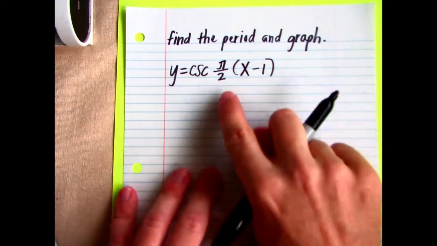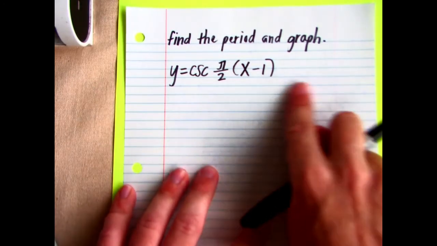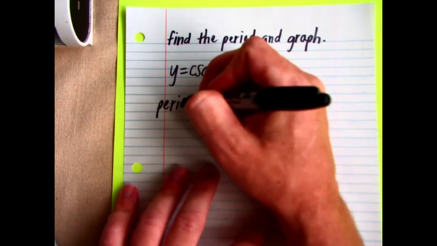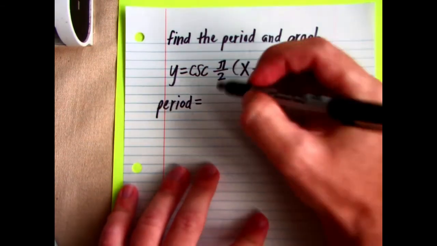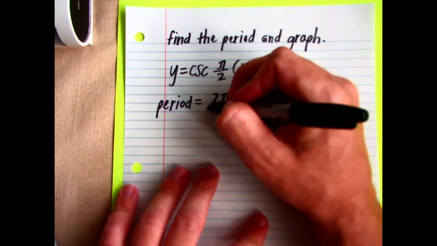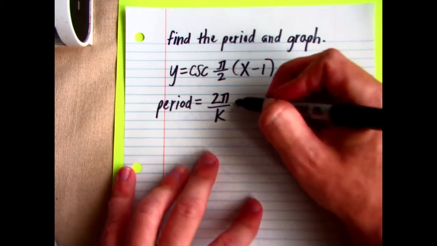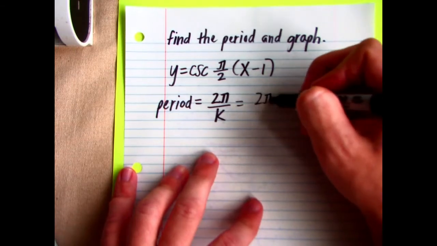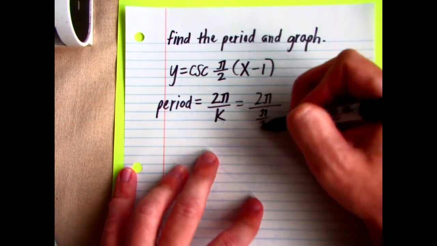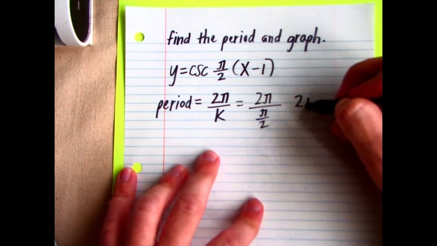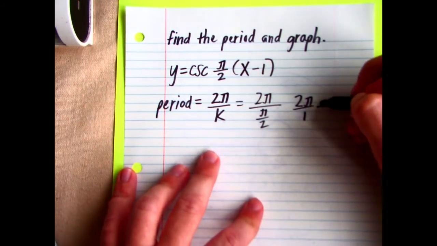All right, let's do another one. If the graph is y equals cosecant of pi over 2 times the quantity x minus 1, let's get that period first. Well, k is pi over 2. This is a little bit different. Our k value has a pi in it. So I'm going to put it under 2 pi: 2 pi over pi over 2.